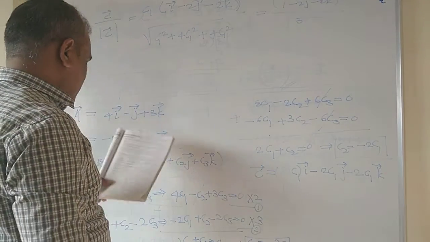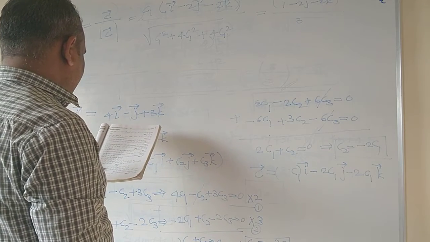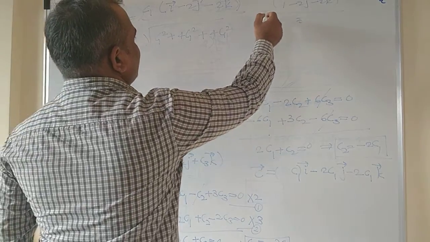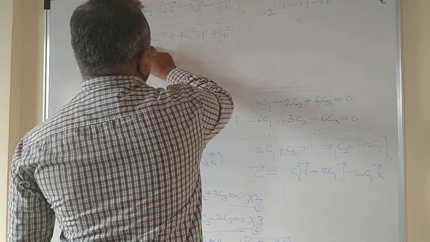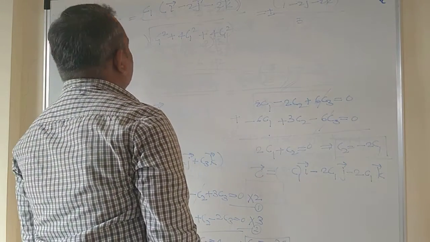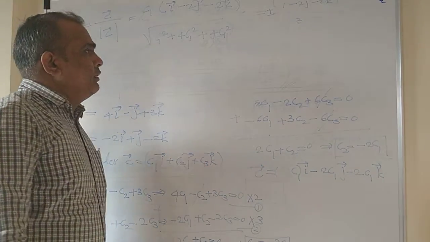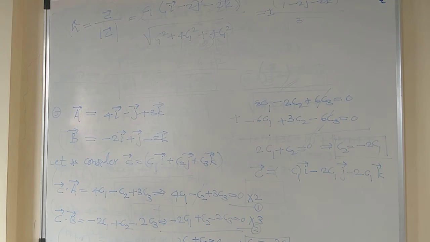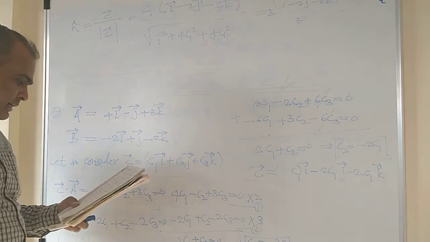So this is your unit vector which is perpendicular to the given vectors, and of course this will be plus minus. Why? Because here you are having square root. So this is the answer of your problem. So let's solve the next problem also. Problem number 6 is find the work done.